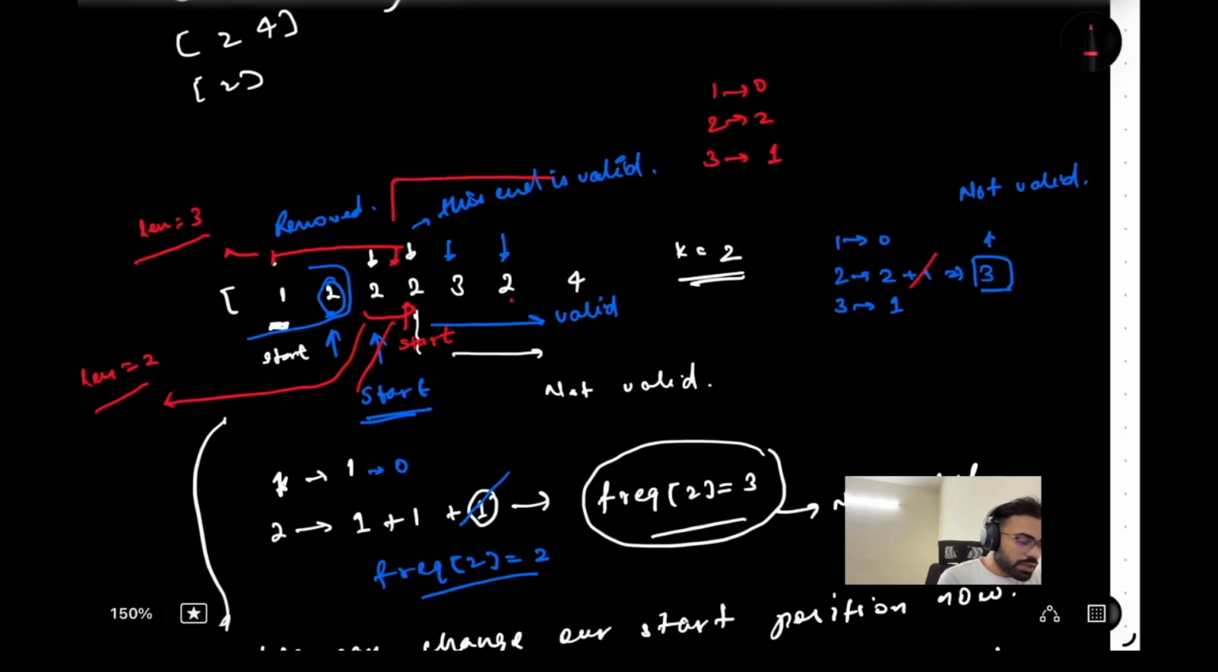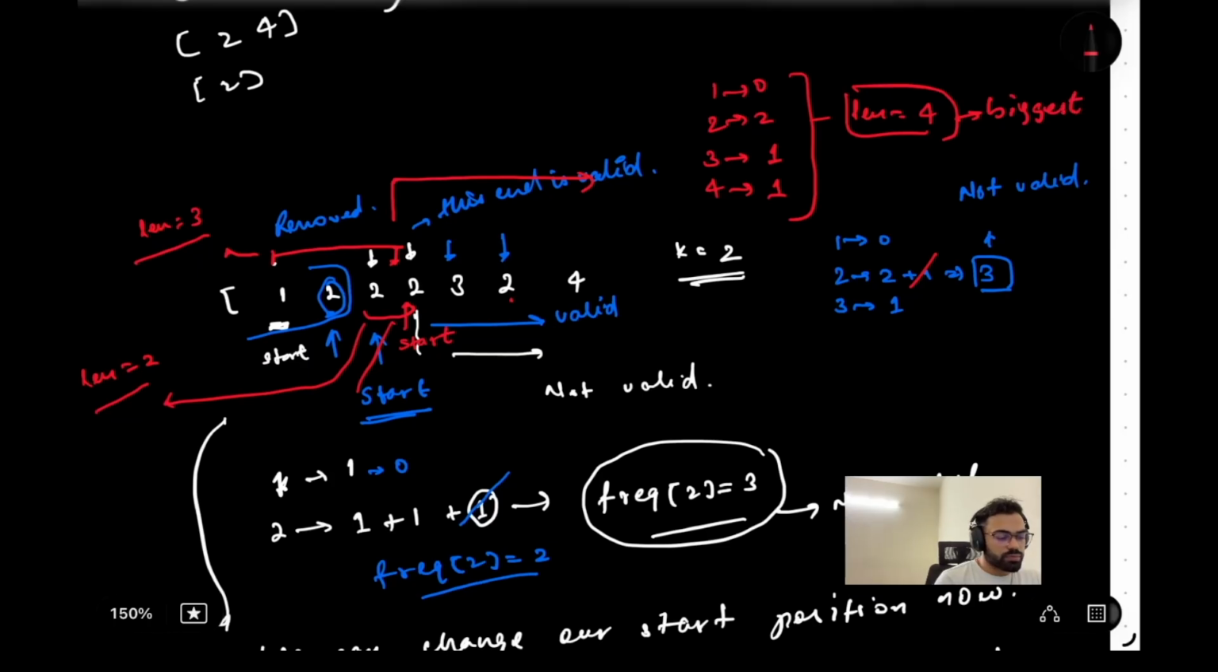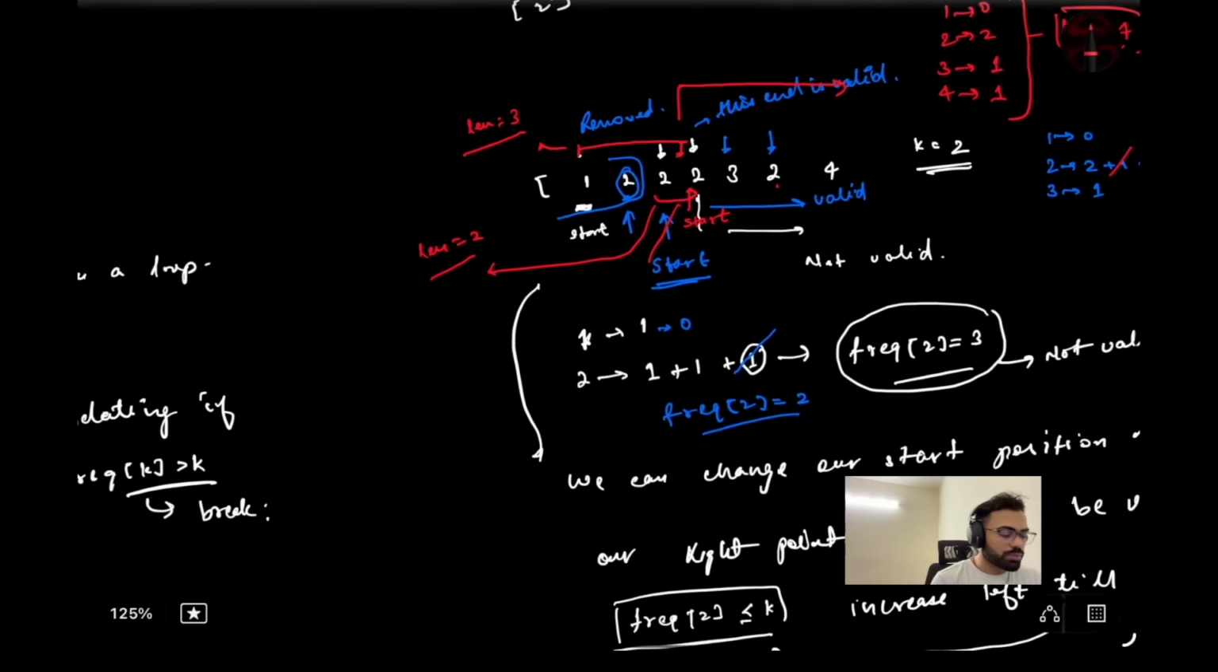So when we move our start, 3 becomes 1, we come to another 4, 4 becomes 1, and we are at the end. Now our length equals what? 4. So is this 4 the biggest? Yes, 2, 3, 4 is the biggest. So this will be our answer. So that is the two pointers approach basically.